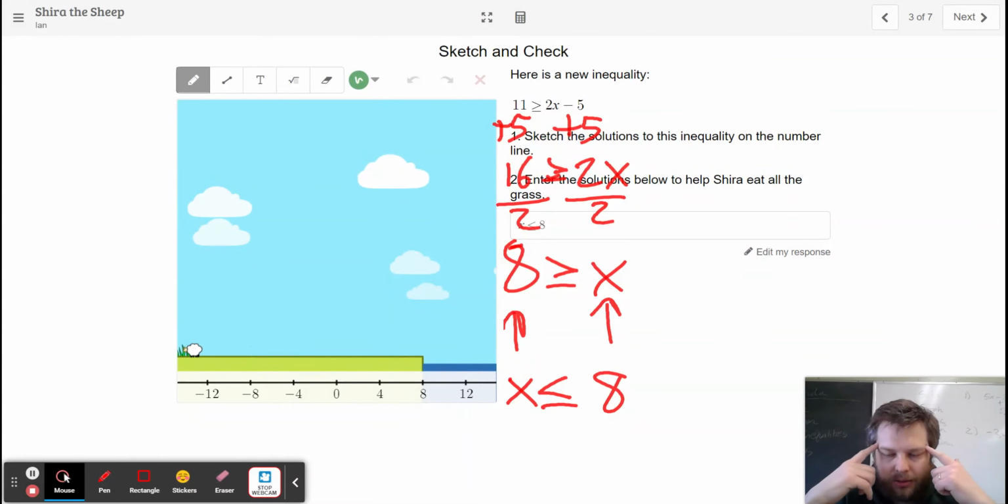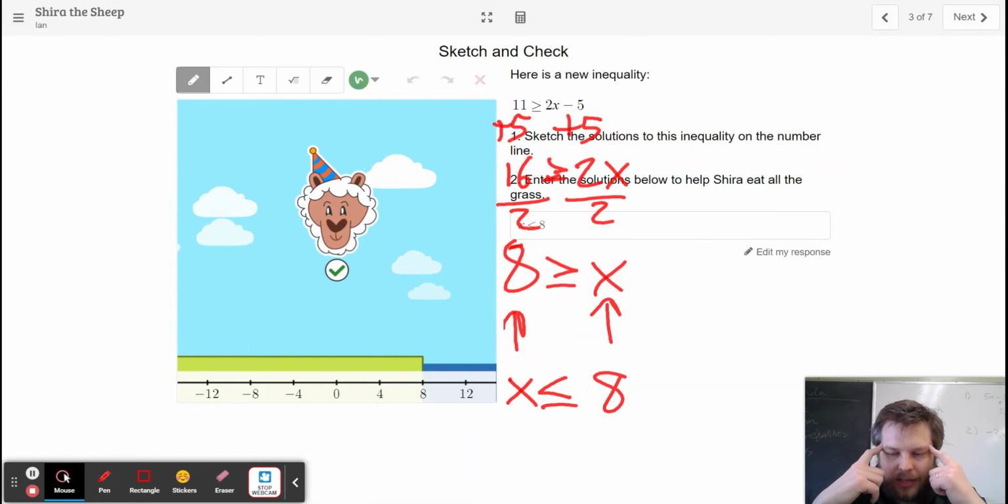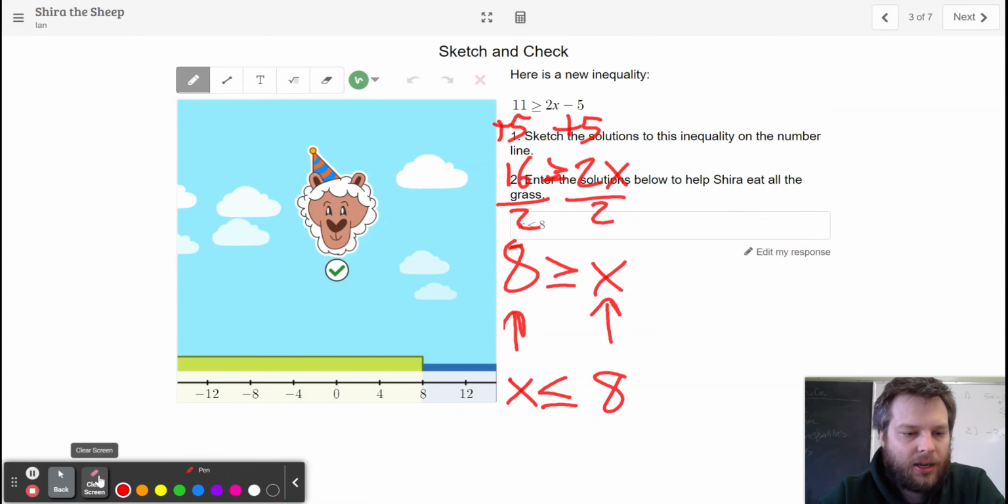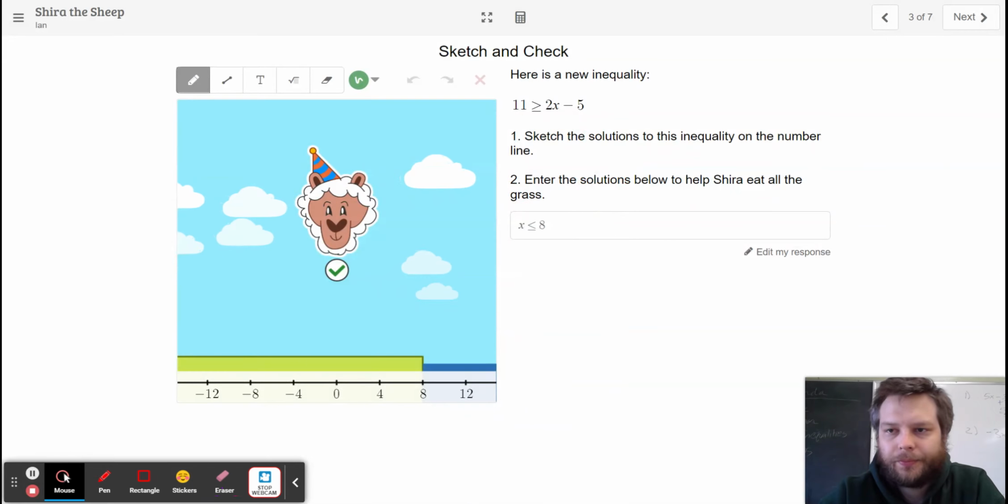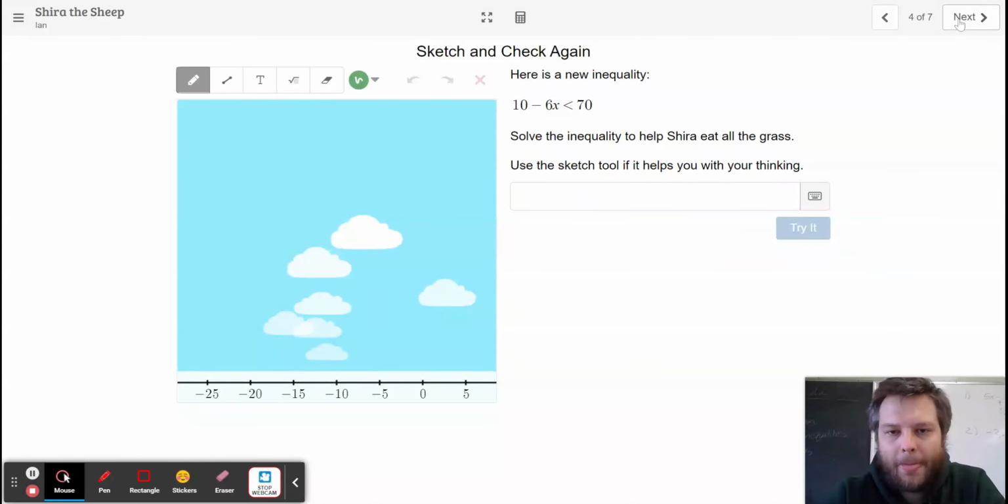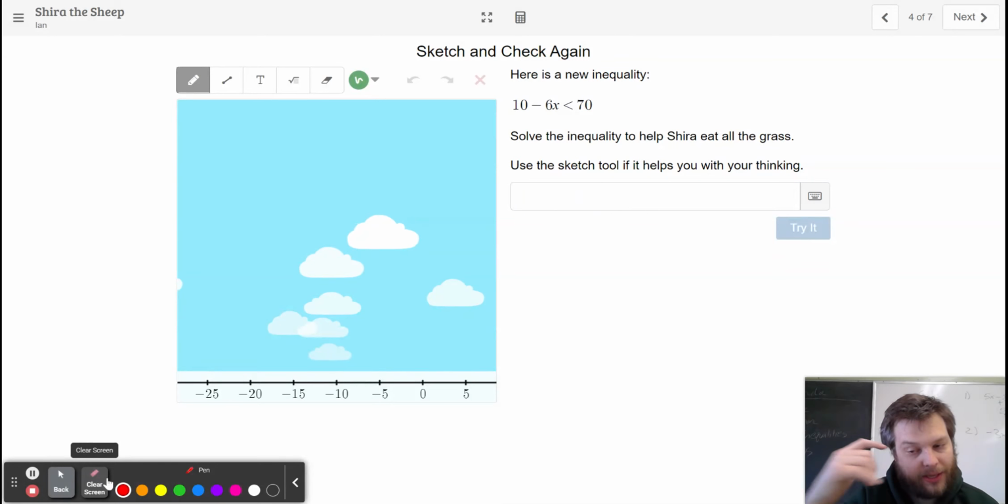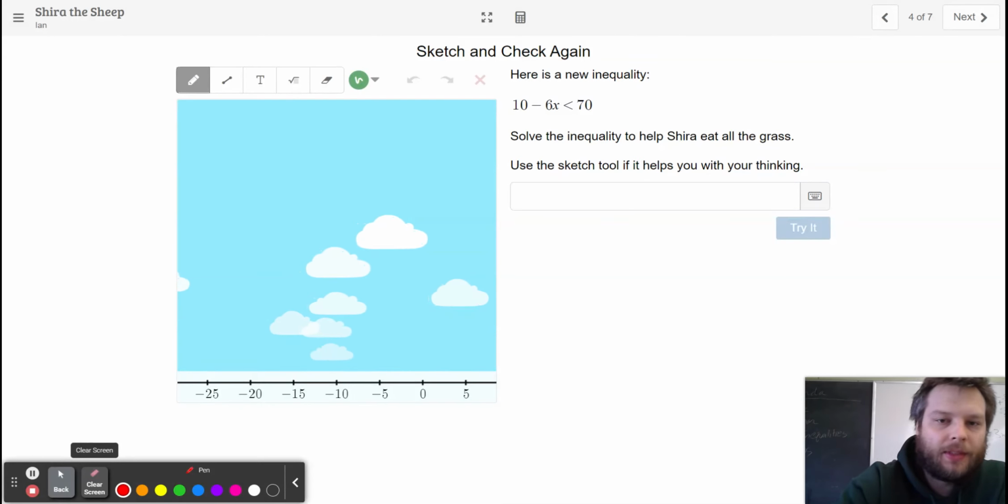It's something that you have to do in your own head. 8 is greater than x is the same as x is less than 8. You use the same algebra skills we've been working on all year long to solve these problems. Let's look at one other one here. This is a crucial example, so please make sure that you are still watching.